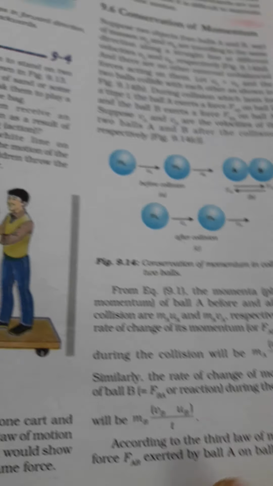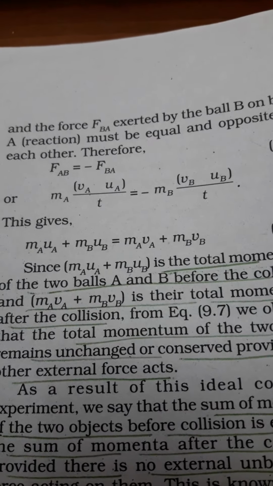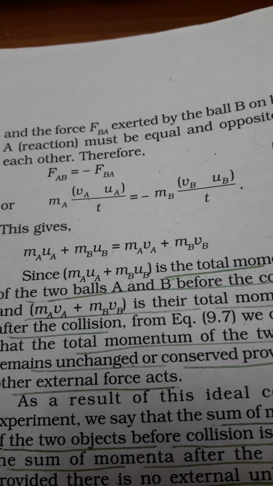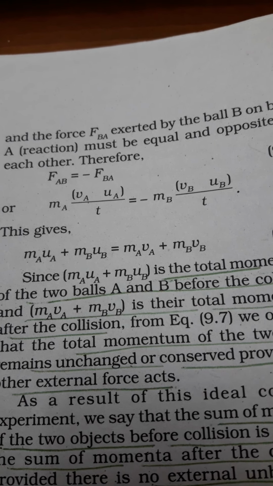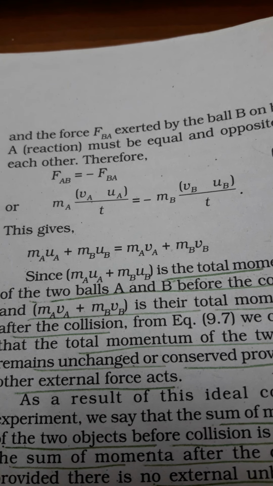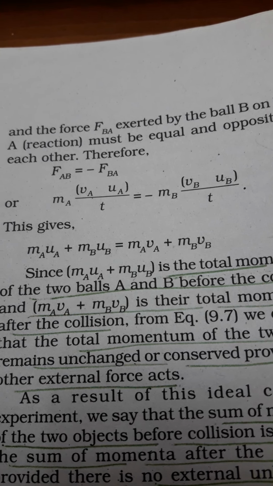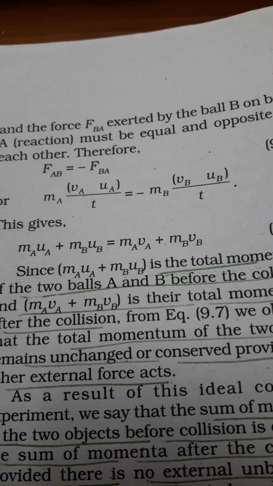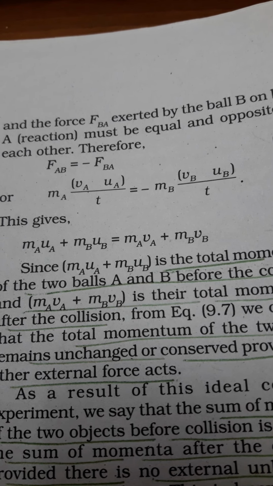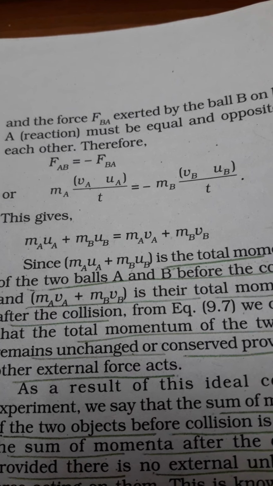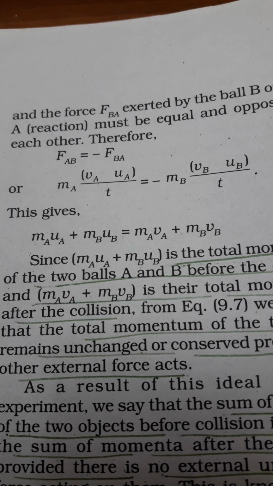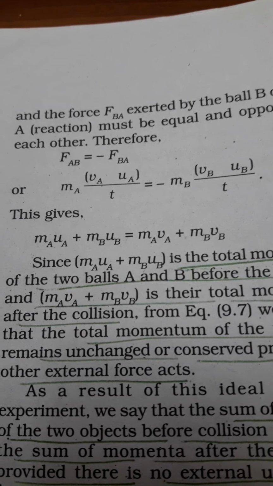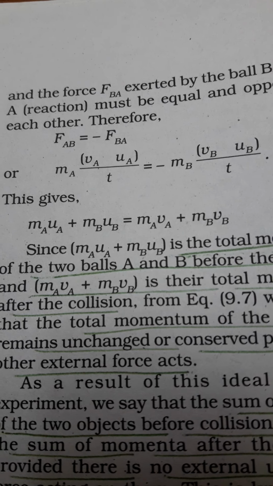So when we derive this equation and calculate it, we see that the initial momentum is equal to the final momentum. FAB is equal to minus FBA. The two forces are equal but opposite in direction. So FAB is equal to MA (VA minus UA) upon t, which is equal to minus MB (VB minus UB) upon t. After solving it, we get that the initial momentum, that is MA UA plus MB UB, is equal to MA VA plus MB VB.